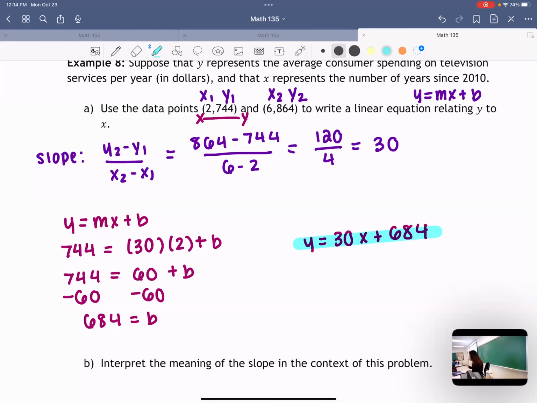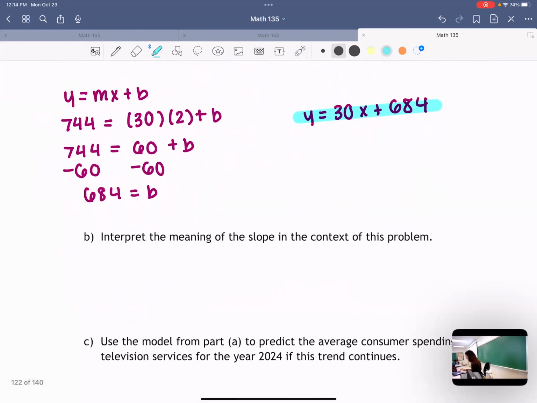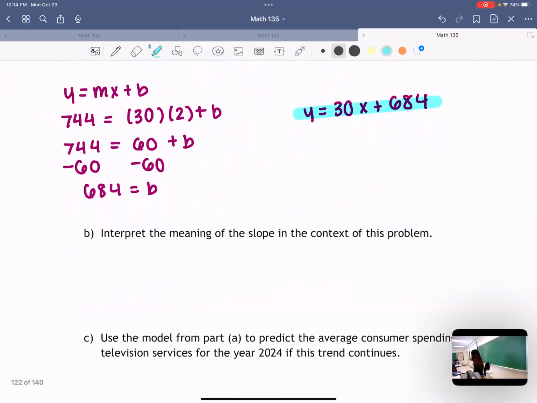But the problem with word problems is a lot of the times you're asked to explain what your answer means, which gets a little tricky. So let's talk about what happens when we're asked to interpret the meaning of the slope. Well, first of all, what's the slope of the equation?